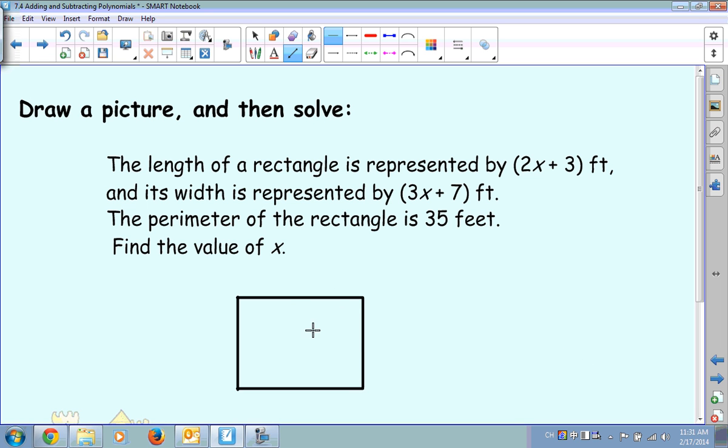Well, it's not a square. Does it look too much like a square for you? You can't handle it? Yeah. Okay. Is that better? Better?